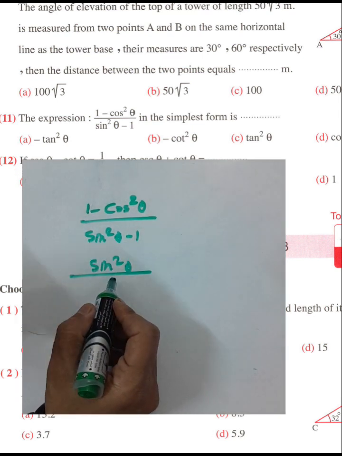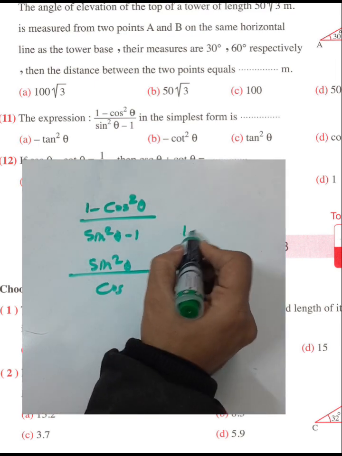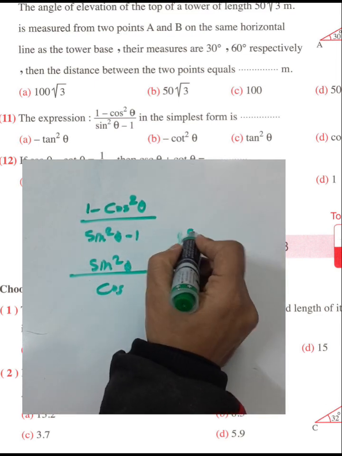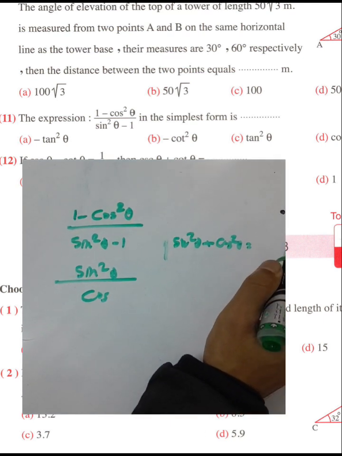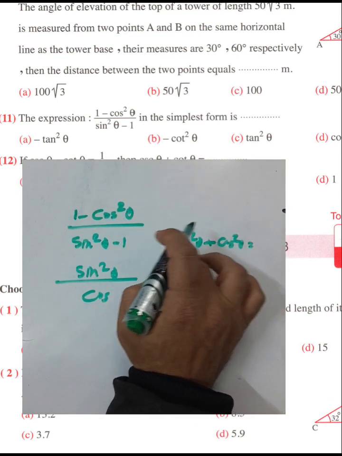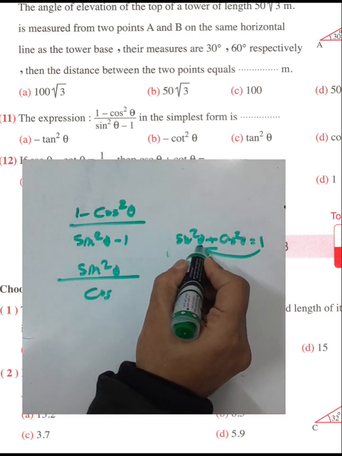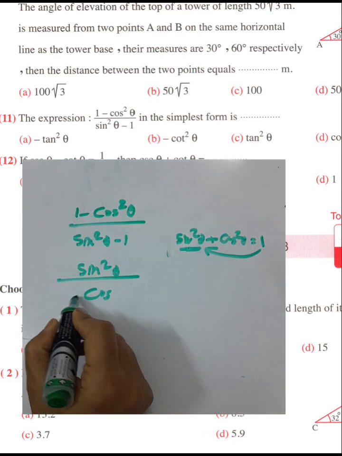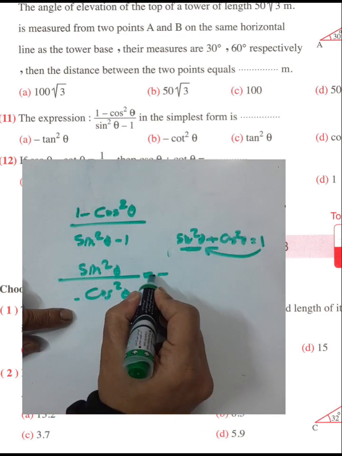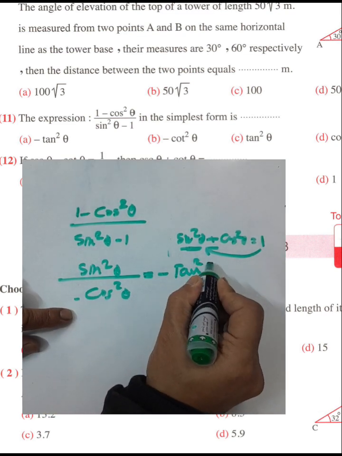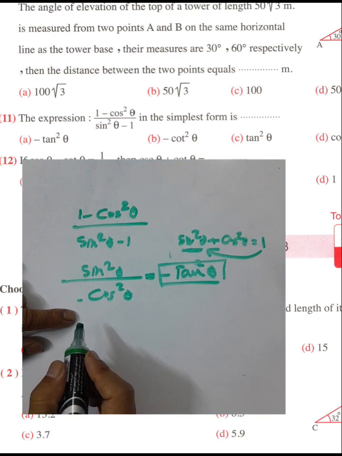1 equals what? We know sine power 2 theta plus cosine power 2 theta equals 1. So we can write sine power 2 theta minus 1 will be negative cosine power 2 theta. And sine over cosine will be tan. Then we can write negative tan power 2 theta. It's the simplest form. Choose letter E.